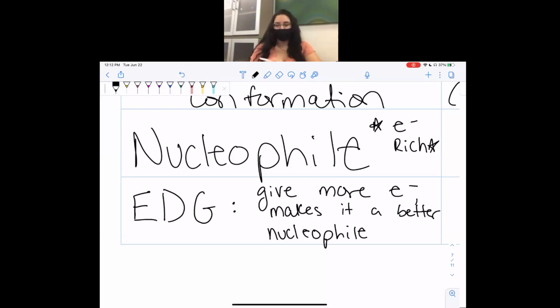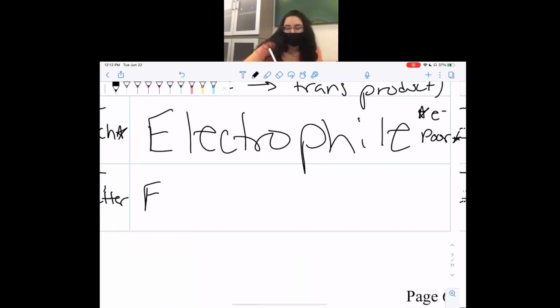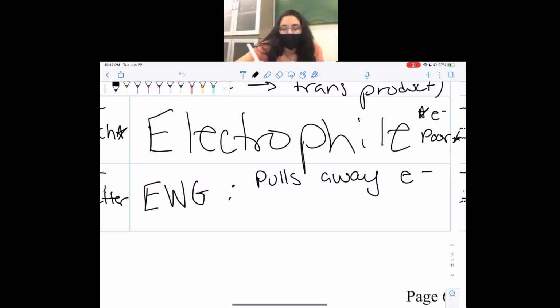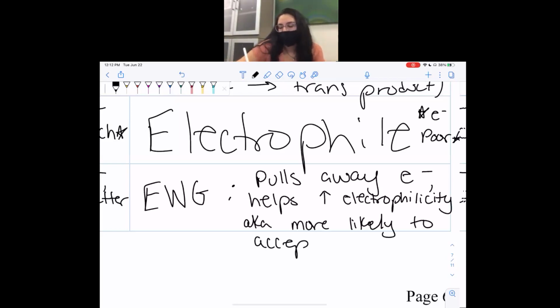And I can go over this again if anyone needs me to, but the electrophile is going to be the complete opposite, so it wants electron withdrawing groups because it pulls away electrons and it helps increase electrophilicity, aka more likely to accept electrons.